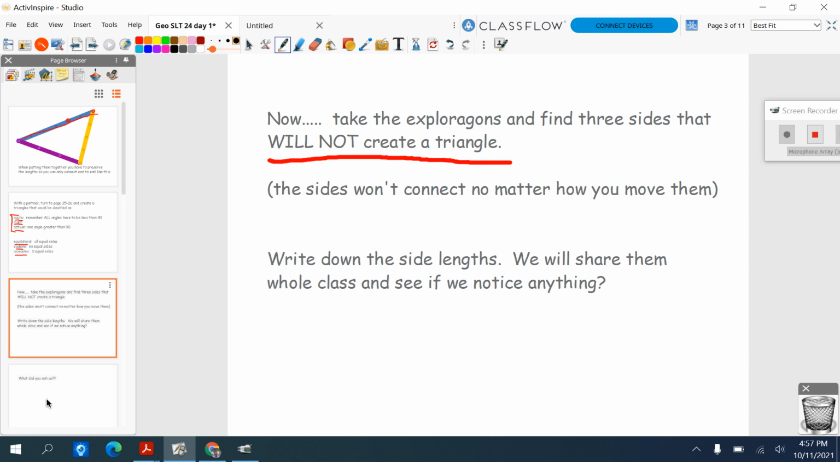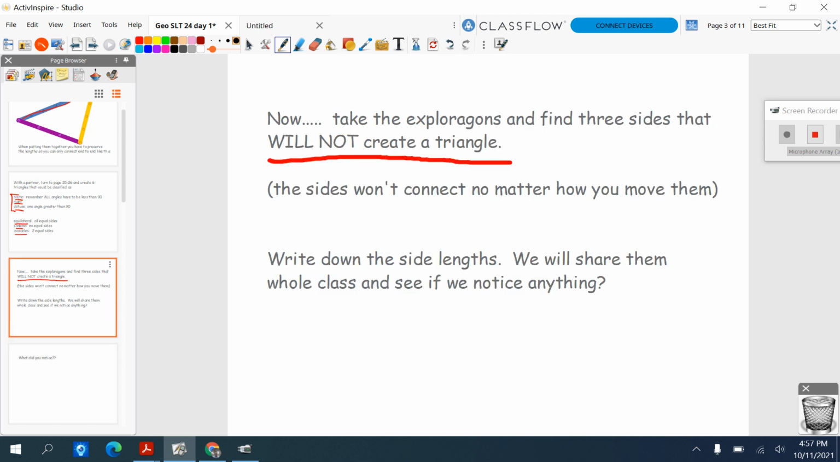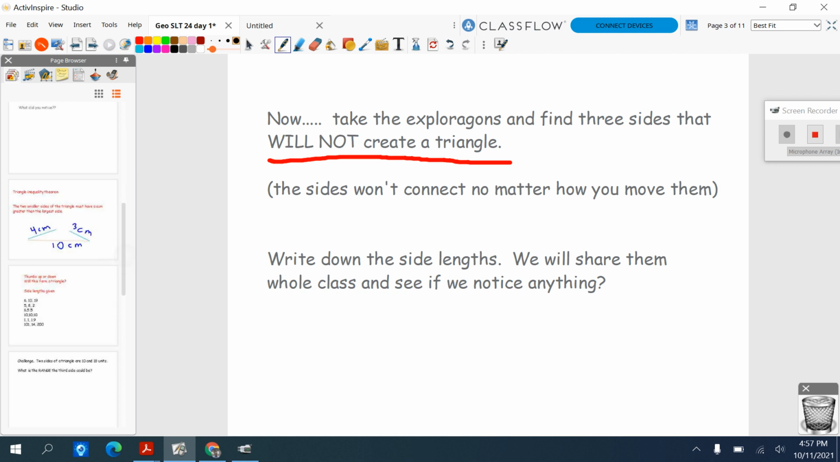So hopefully you did that. What I want Miss Street to do right now is write on the whiteboard. Actually, I guess you can't use this board. What did you notice? Give us the sides that didn't form triangles. We'll take about 3 or 4 examples. What do you notice about the sides for the Exploragons that did not form a triangle? Go ahead and pause, answer that question, and then I'm going to tell you what you should have said because I'm not there.